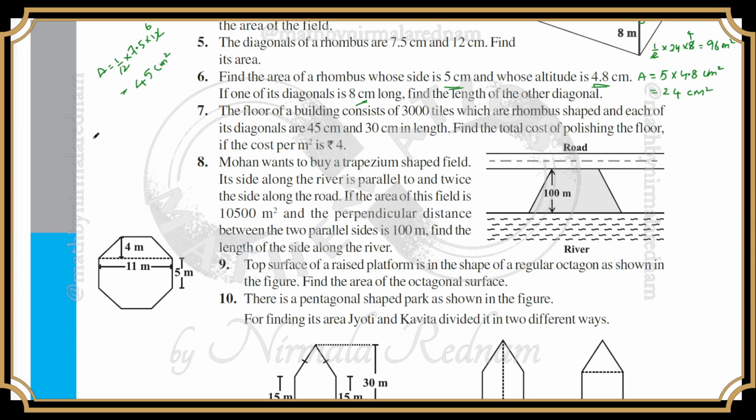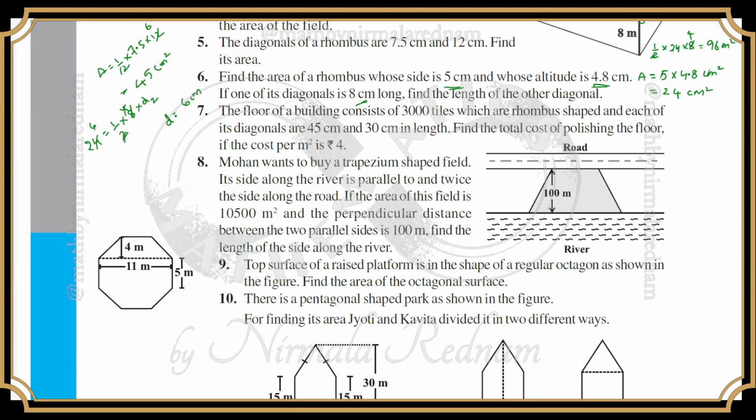Simply you equate this area with the diagonal formula half d1 d2, right? Half D1 is given as 8, D2 I have to find out. So if you simplify, you're going to get the answer D2 as 6 centimeters. Therefore, the other diagonal is 6 centimeters. That is your sixth question.